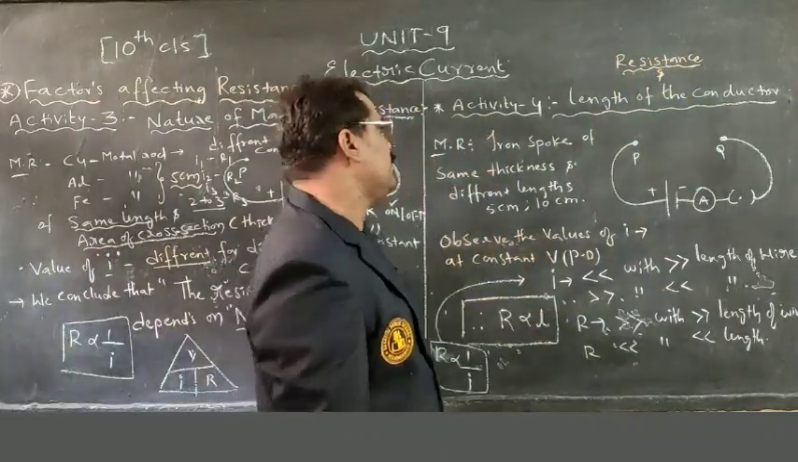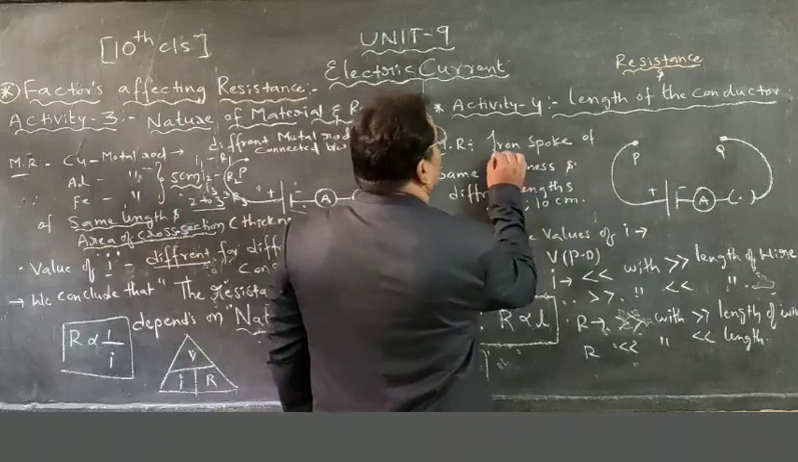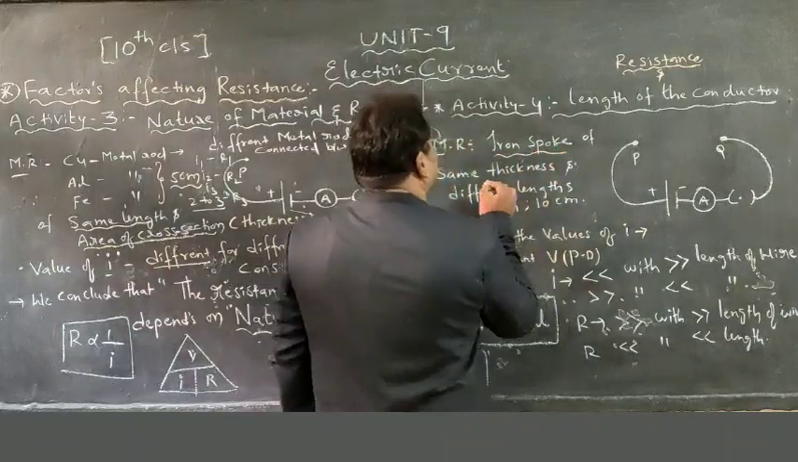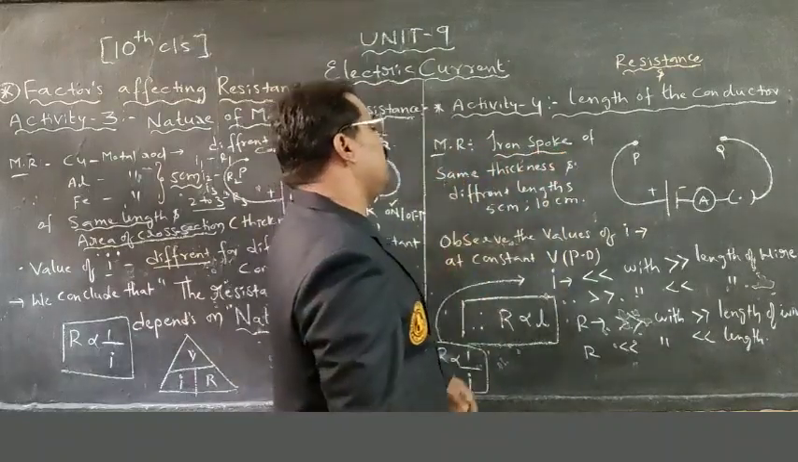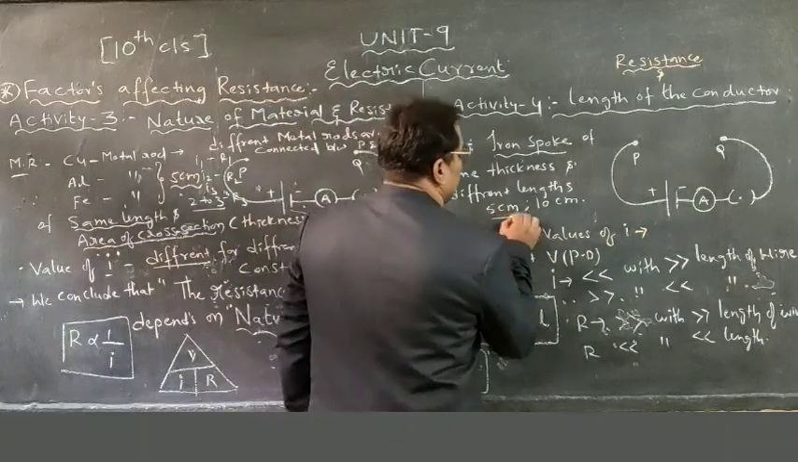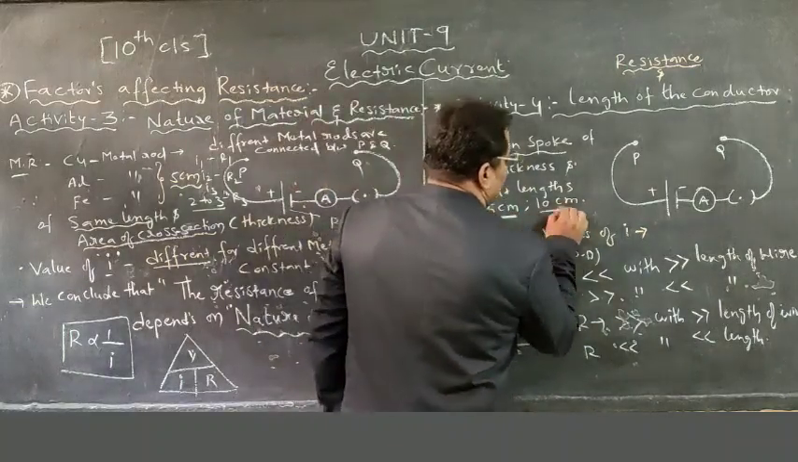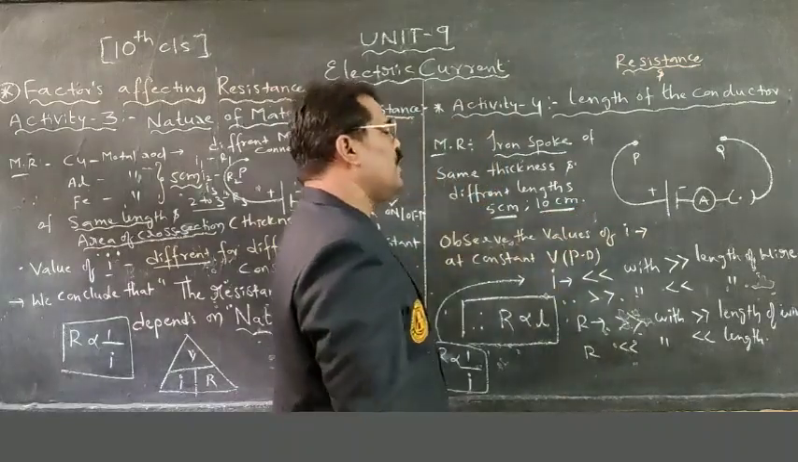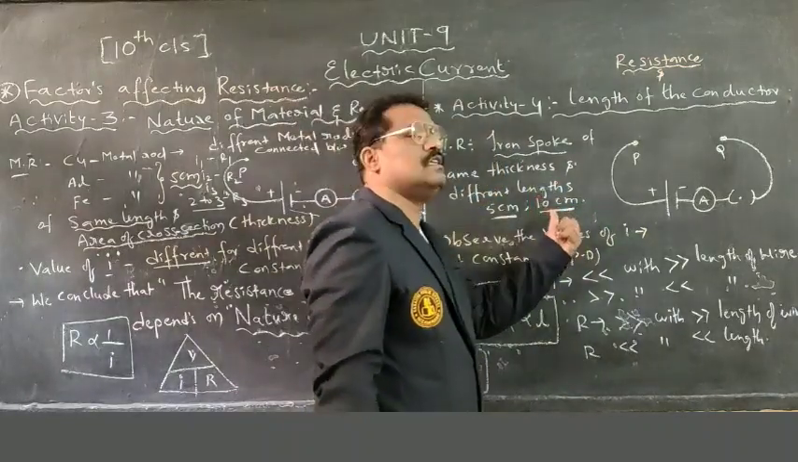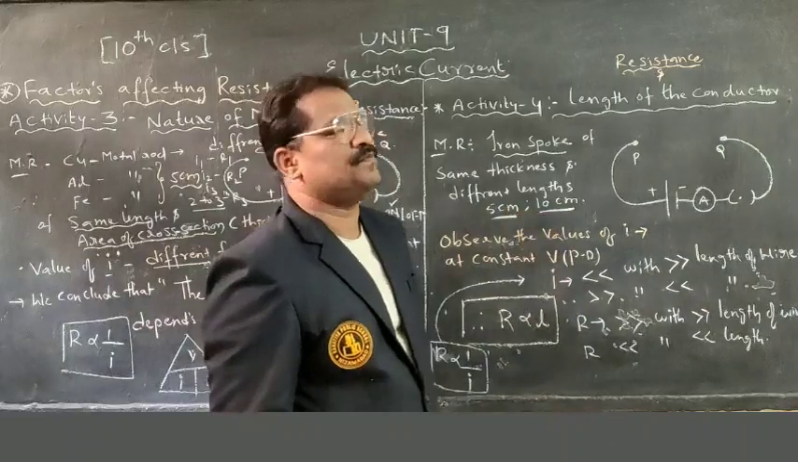Let me show it. The materials required are iron spokes of the same length and same thickness, but different in length. The first one is a metal iron spoke of 5 cm. The other one is an iron spoke of 10 cm. Their thickness is the same, but the length is different.